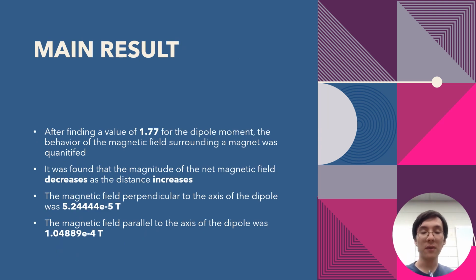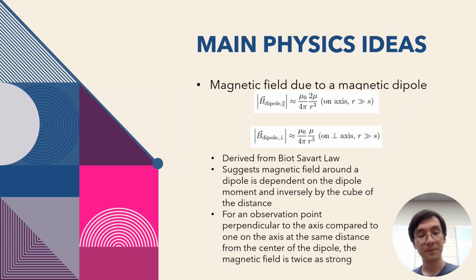The main result that I found is that after finding a value of 1.77 for the dipole moment, the behavior of a magnetic field surrounding a magnet was quantified. Basically, the magnitude of the net magnetic field decreased as the distance increased. The magnetic field perpendicular to the axis of the dipole was 5.24 repeating times 10 to the negative fifth Tesla, and the magnetic field parallel to the axis was 1.04 times 10 to the negative fourth Tesla.